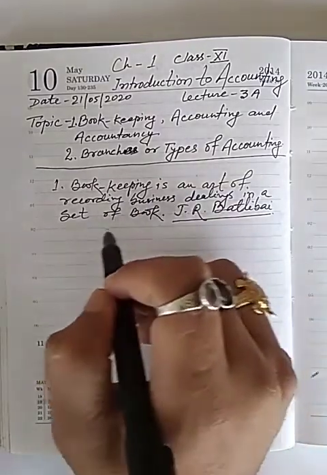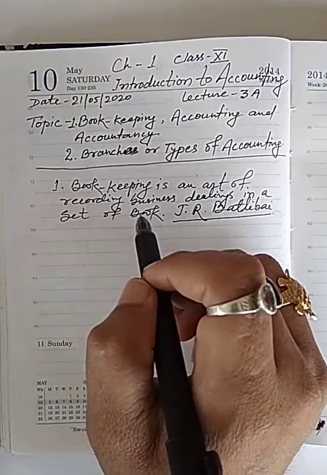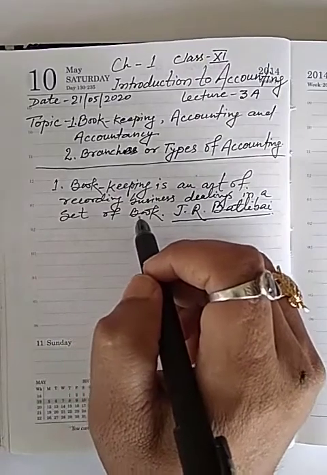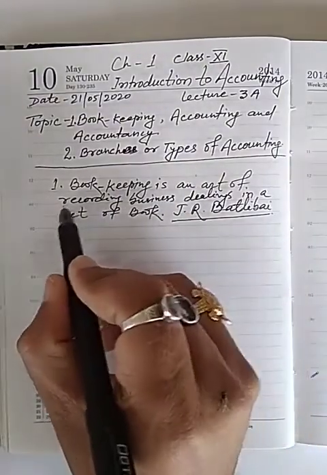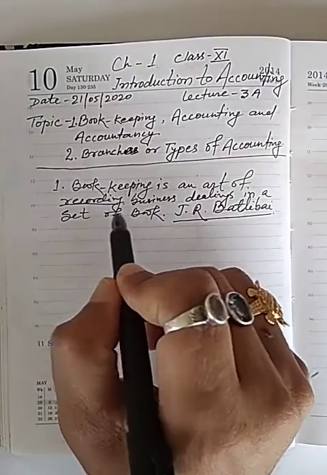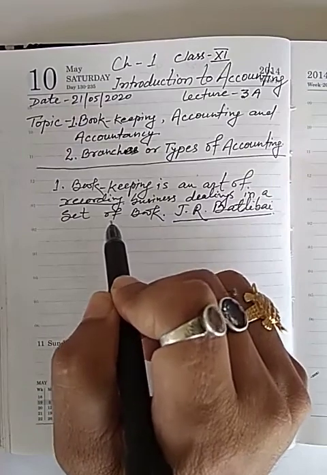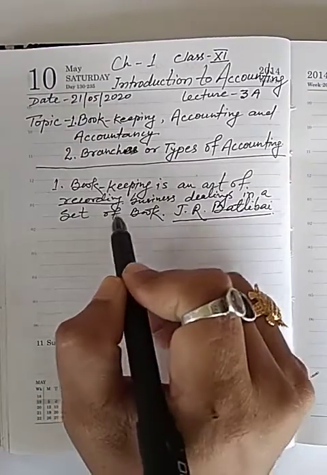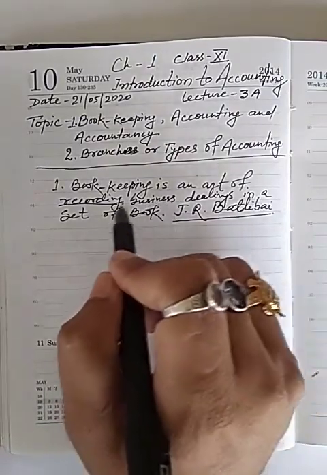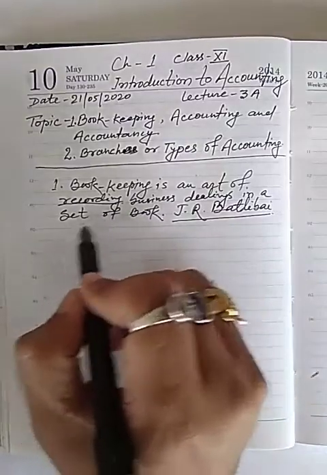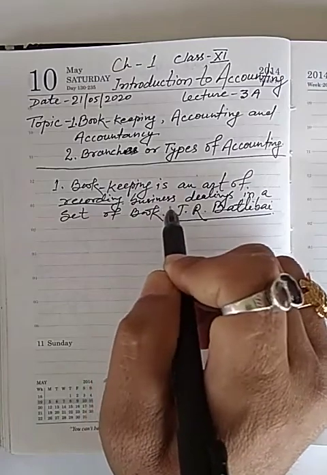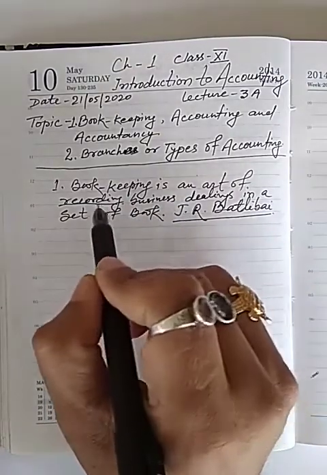There are many definitions of bookkeeping. It is mainly concerned with record keeping or maintenance of books. Recording is the main purpose. The maintenance of books of accounts includes the following four activities. There are four activities in bookkeeping.